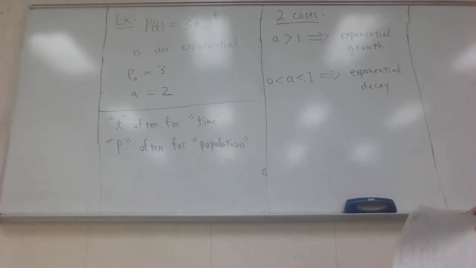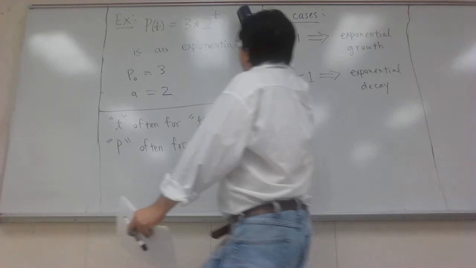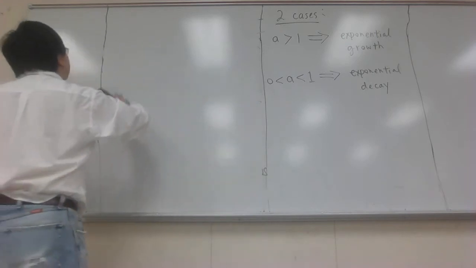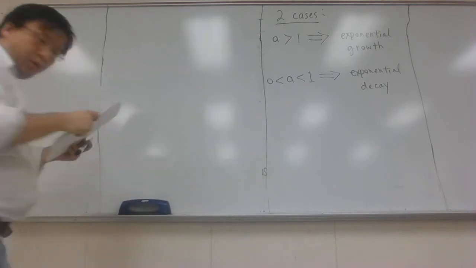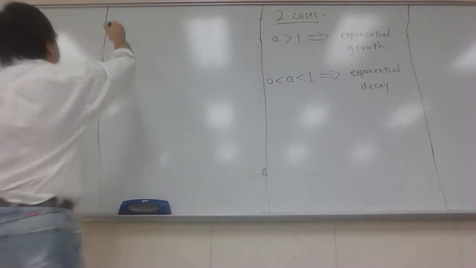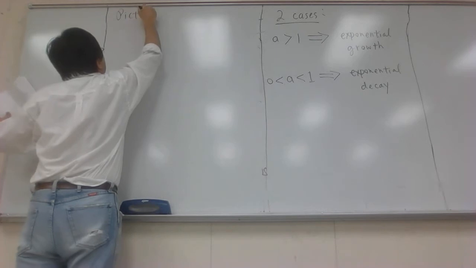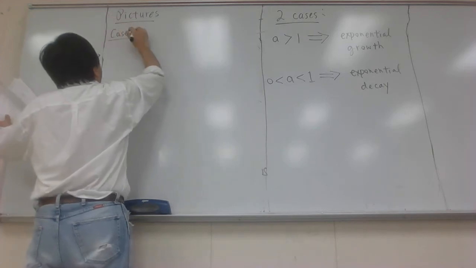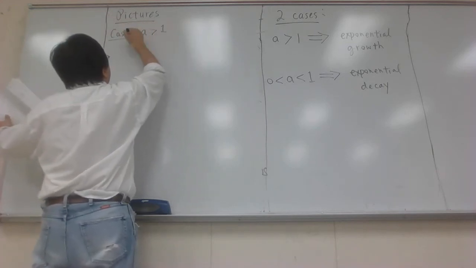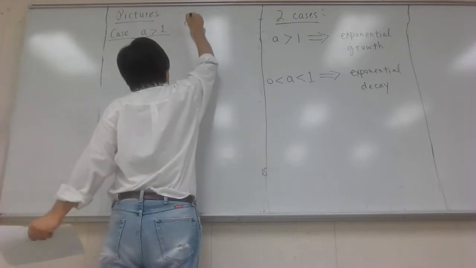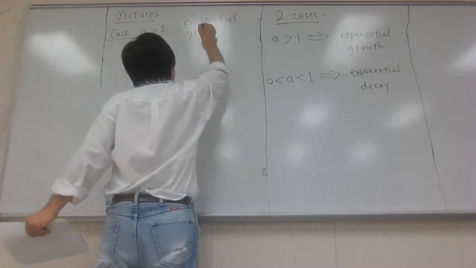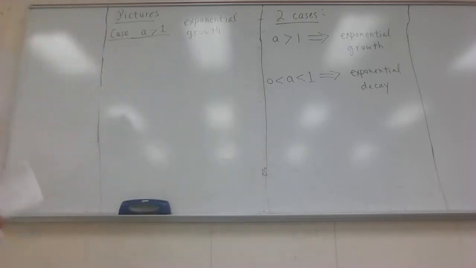Okay, so let's continue. Let's draw the pictures for these two cases. So first, we're going to look at the picture for the case A is strictly bigger than 1. And remember, this will be the picture for exponential growth.